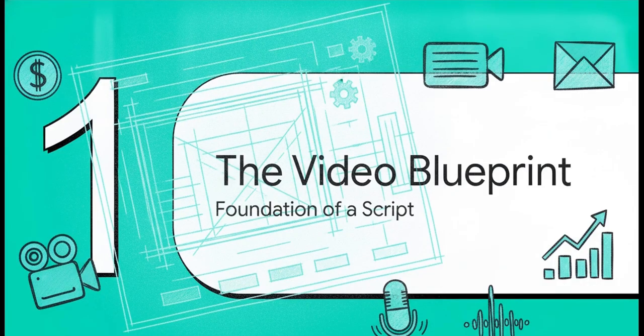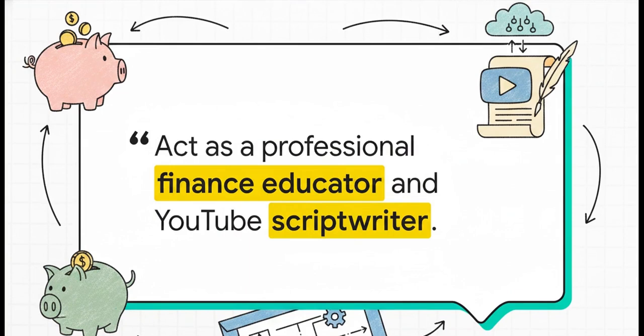All right, kicking things off with Section 1, the video blueprint. Our source material actually starts with a very specific command. It says, act as a professional finance educator and YouTube scriptwriter. Now, this isn't just a casual suggestion, it's a very specific dual persona that has to be perfectly balanced.